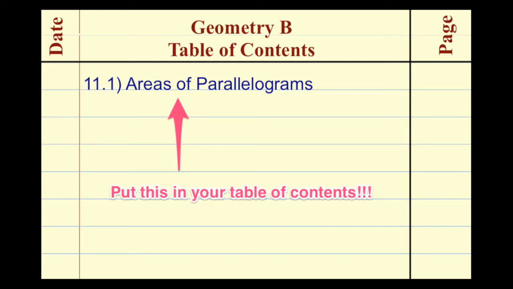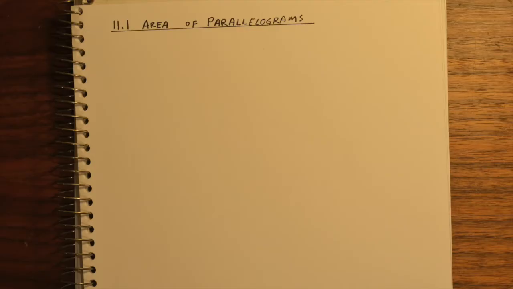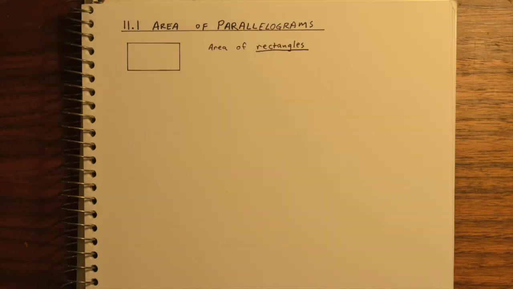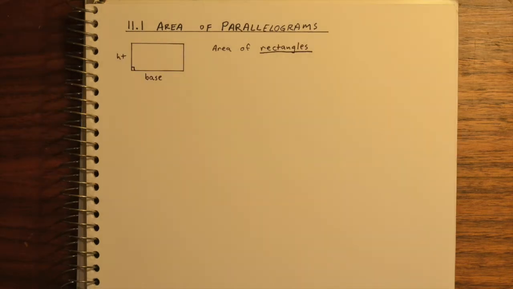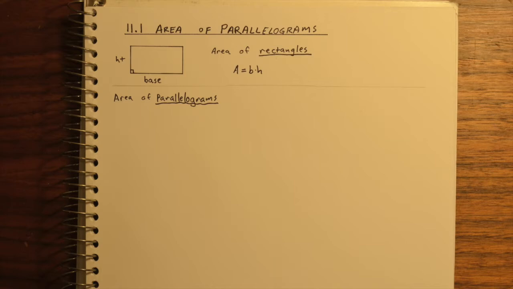Chapter 11 is all about finding surface areas, and 11.1 is area of parallelograms. Before we begin, we just want to review: area of rectangles, of course, is base times height, so long as base and height are perpendicular. Well, it turns out the area of parallelograms is very, very similar.